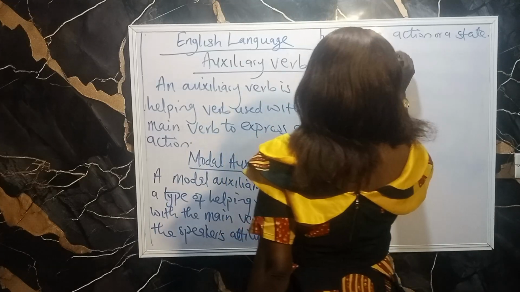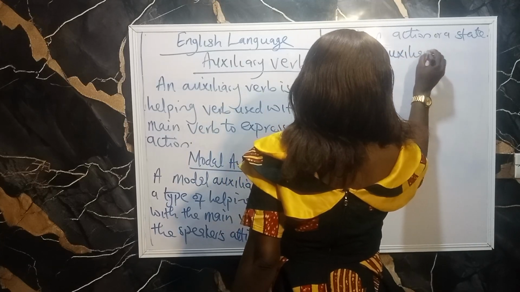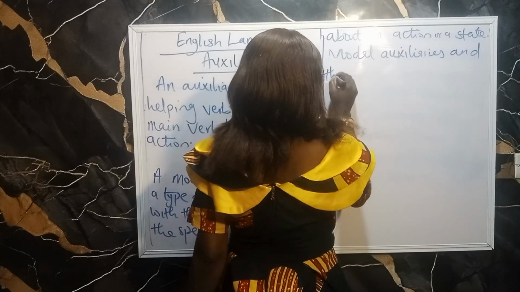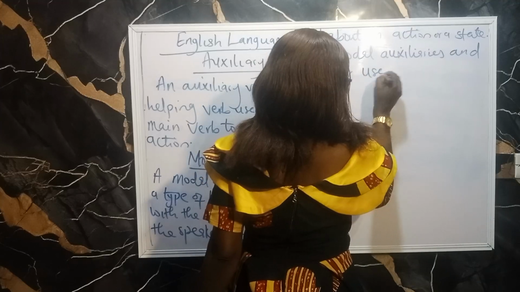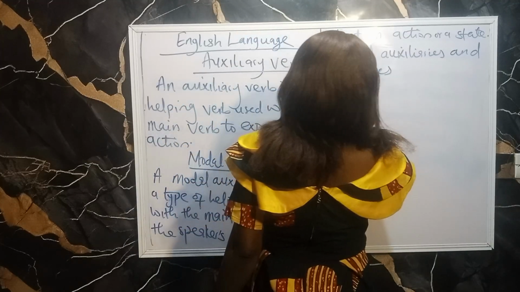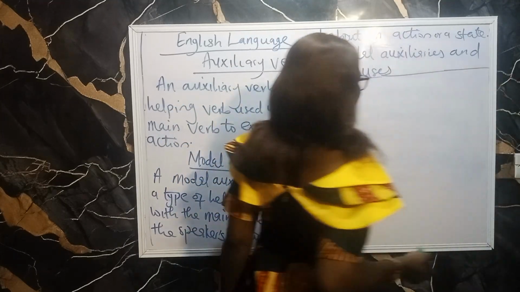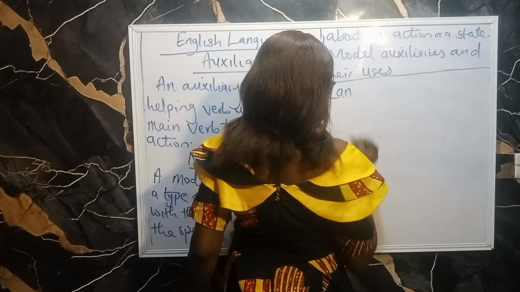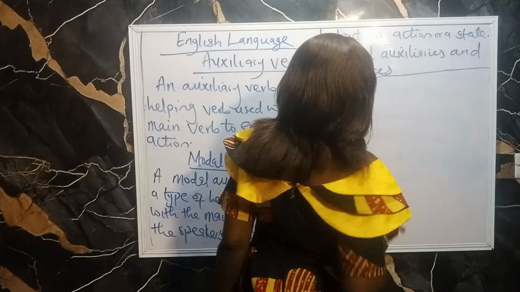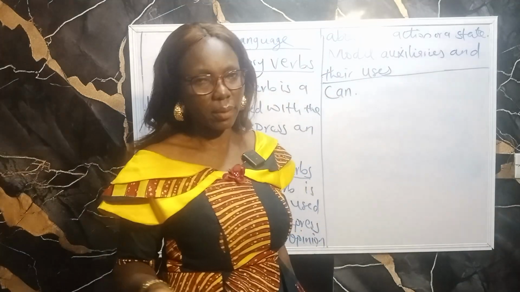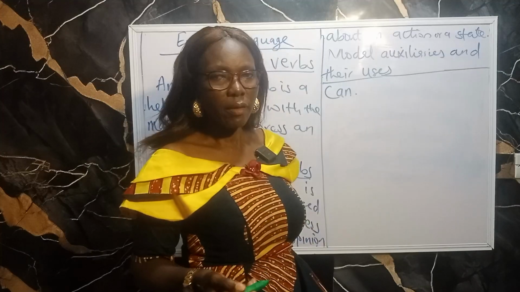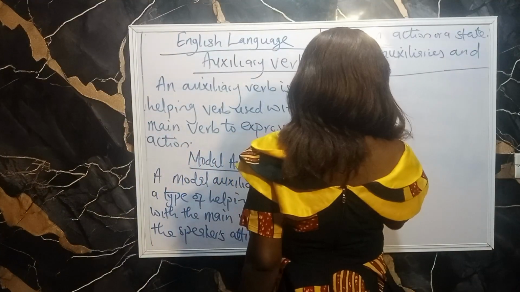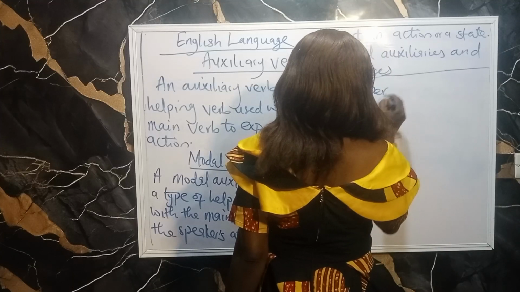Modal auxiliaries and their uses. Okay, we are going to start from can. What are the uses of can? We can use can for permission. Number 1 is permission.